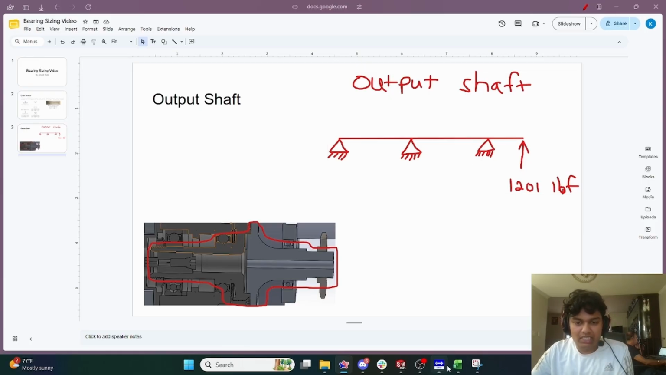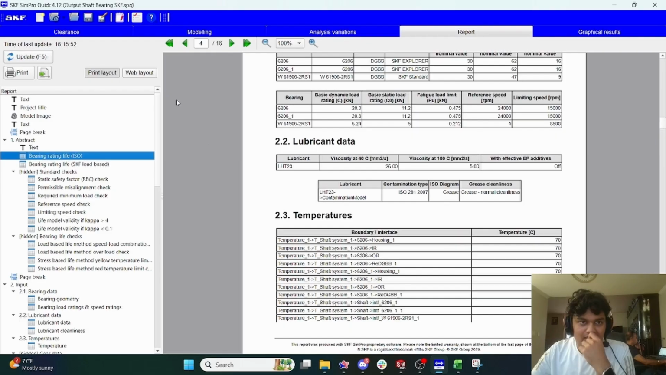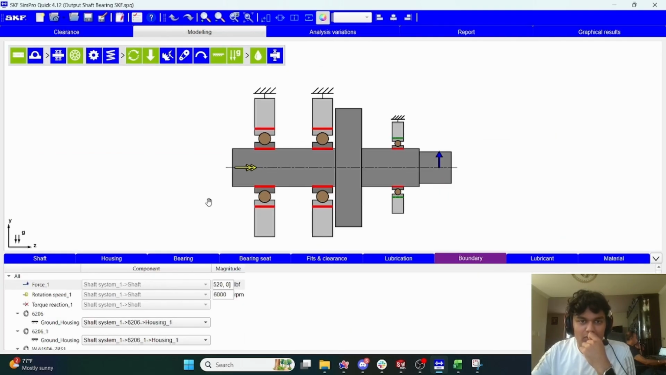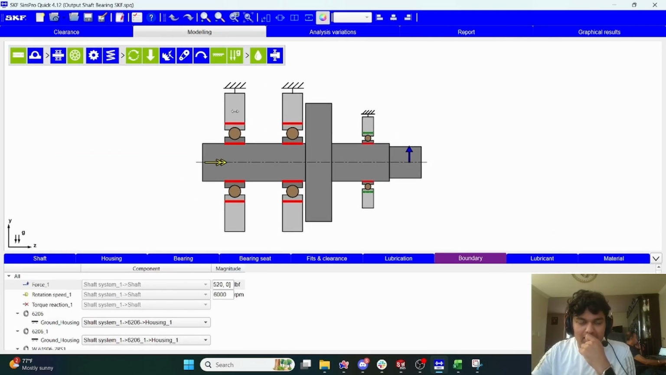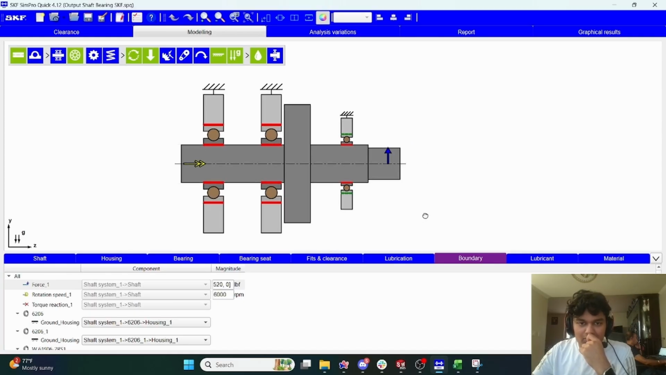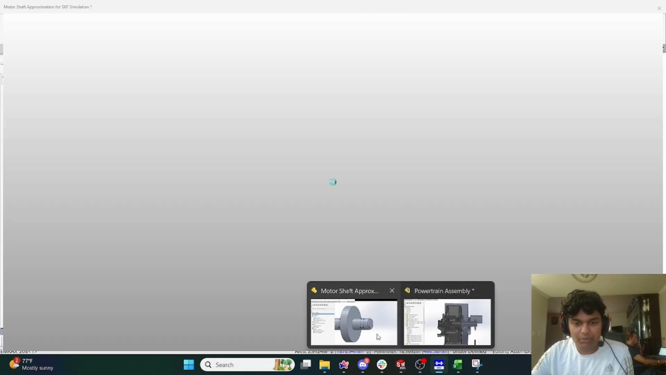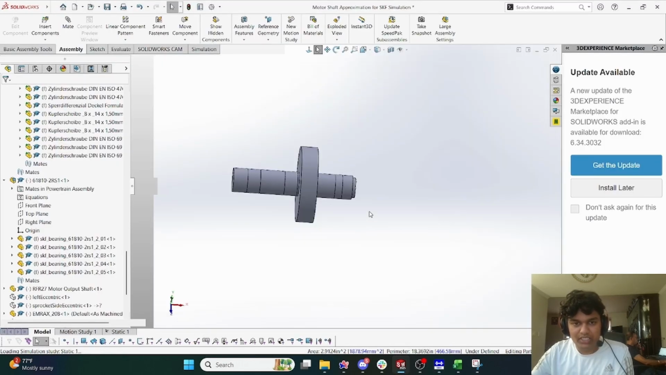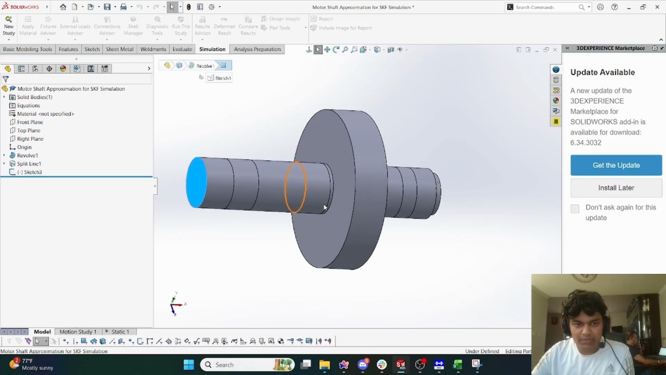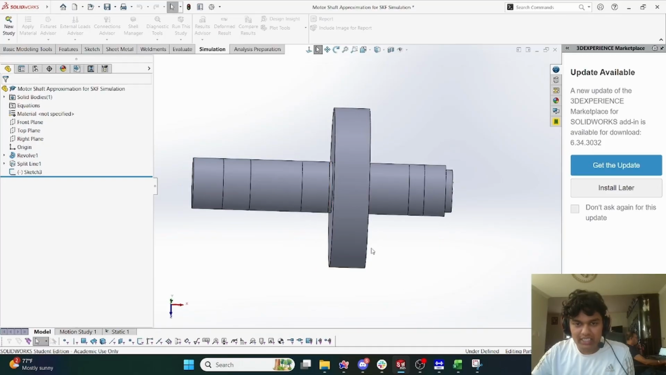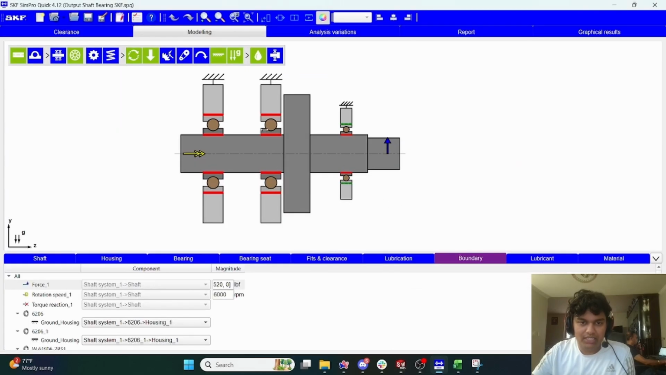So instead, we use SKF SimPro Quick. This is basically SKF's quick modeling software where we can put in our bearings, speeds, and forces, and it will calculate the amount of load applied on the bearings. This is very nice for us. The way I've done this is I've created a mock output shaft. This is my motor shaft approximation. This is the internal output shaft up to about the middle point of here, and then you have your external output shaft. I've exported this as a STEP file and imported it into here, and then put the bearings in the correct locations.